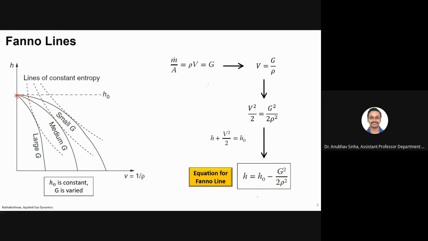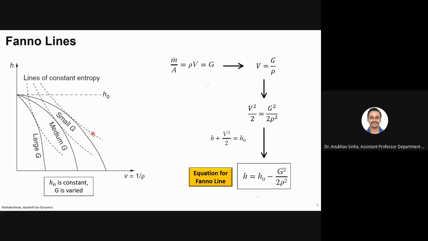Okay. Now these are the different curves for different values of g. If we have a small g, it will look like this. If we have a large g, it will look like this, and this is for a medium g. So this is your Fanno line, and these are lines of constant entropy. If you also draw entropy here, the dotted line will represent entropy. Okay. Now this is not a very useful form.